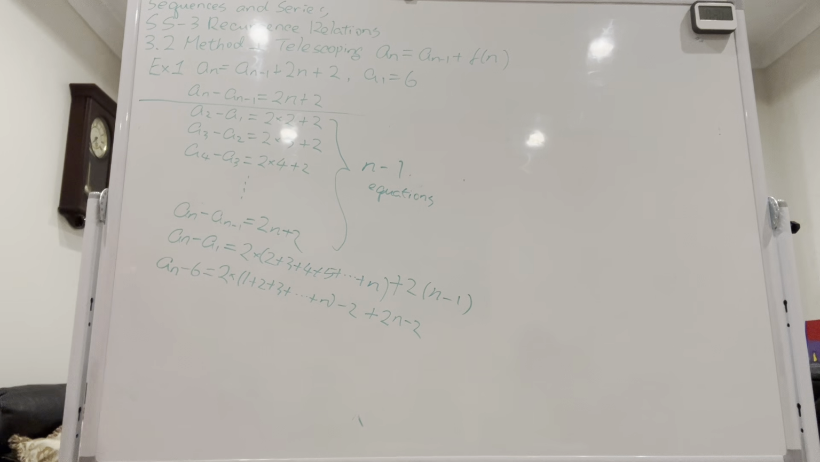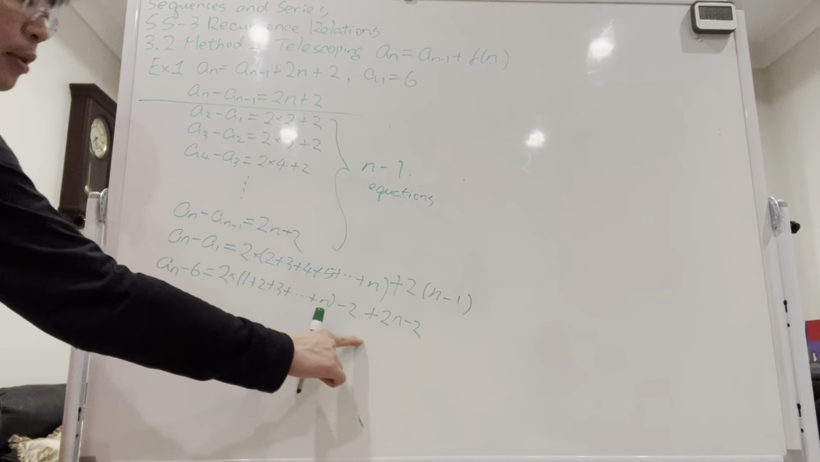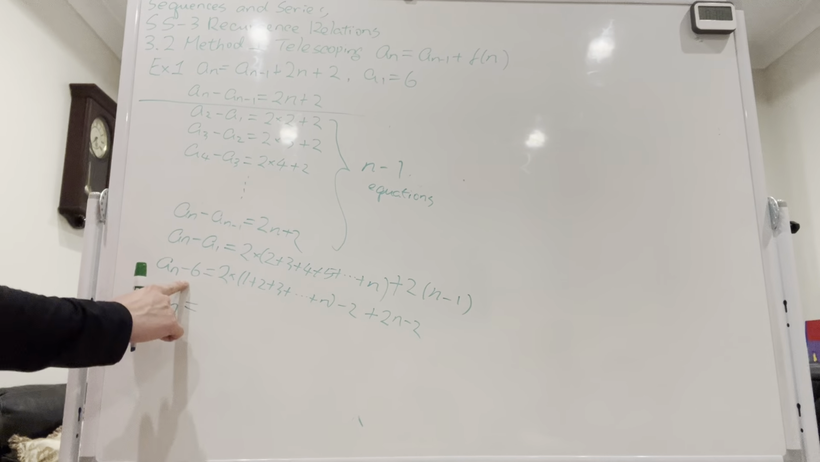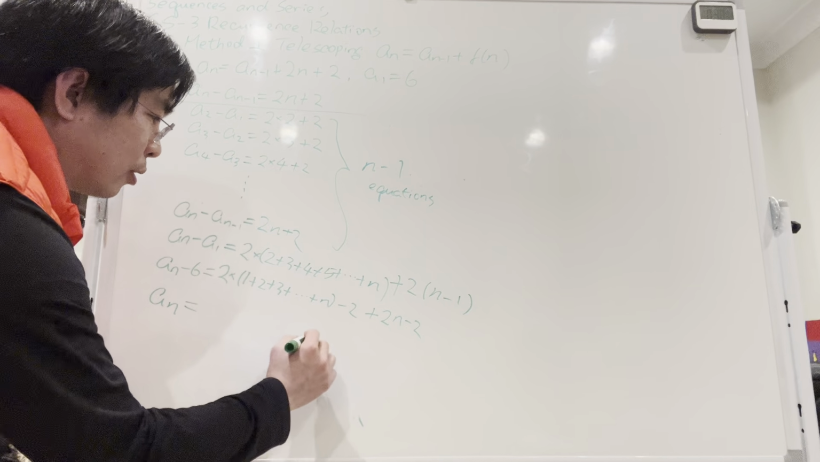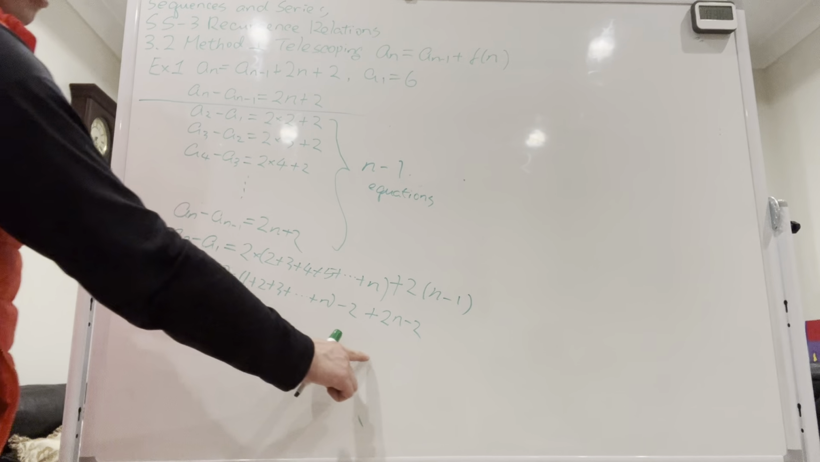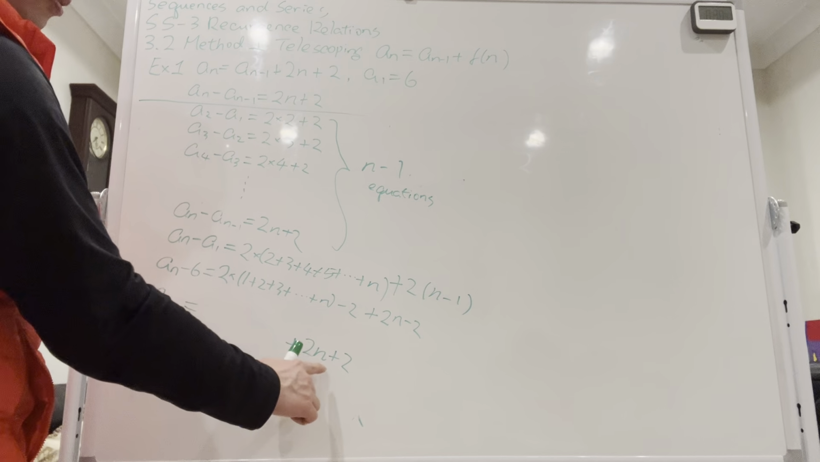So this one, then that means an. Again, you can move the 6 to here. Okay, 2n minus 2 minus 2 and then plus 6. So then basically in the end, you have something like 2n plus 2. Again, minus 6 move to this side is plus 6. Minus 2 minus 2, so that's plus 2.